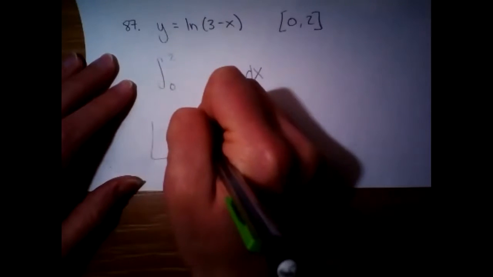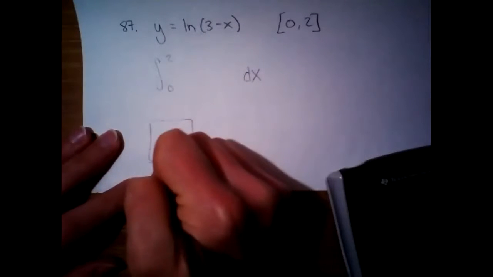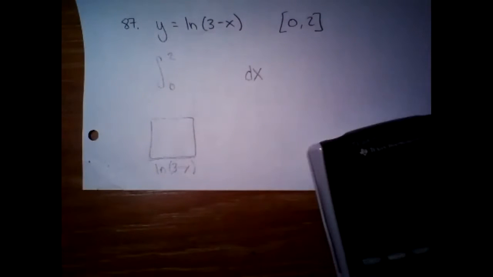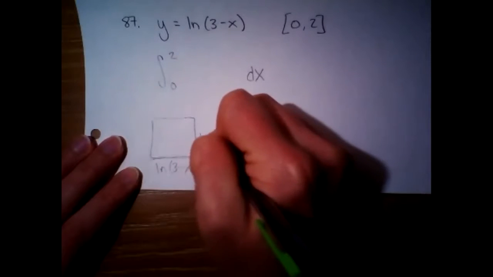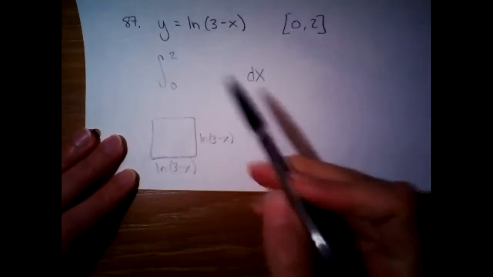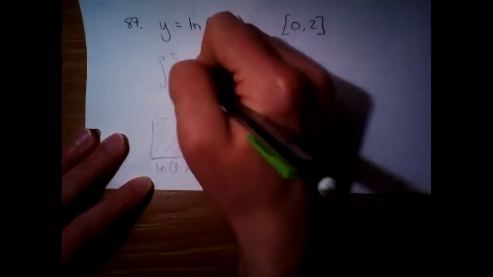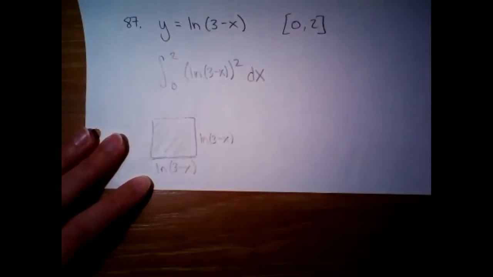I always just draw the shape off to the side. And the base of that shape is going to be the function, this is ln of 3 minus x. Now, since it's a square, if that's the base, then that's also going to be the height. And again, inside of the integral here, we want to put the area of this. So it would be that squared. So ln of 3 minus x, squared.